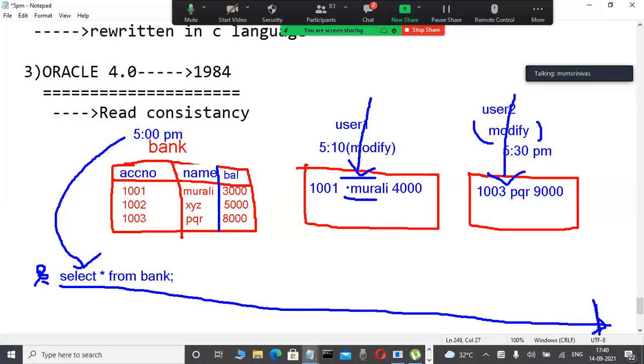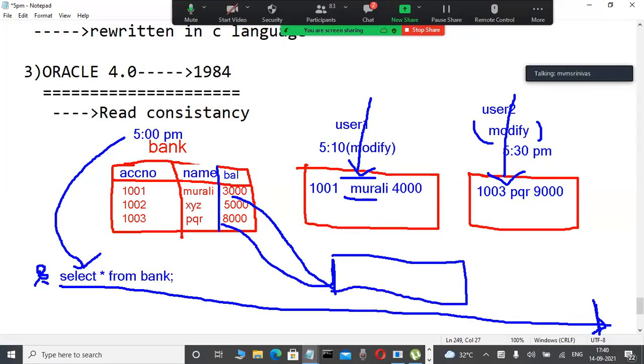whatever modifications they are performing, those old data, for example Murli 3000 here, this old data is maintained by the database servers, Oracle, SQL Server, DB2, in the rollback segments internally. In Oracle, rollback segments are there internally, and in that, the old data is maintained. The old data is 1001 with 3000, and again the old data 1003 PQR with 8000.